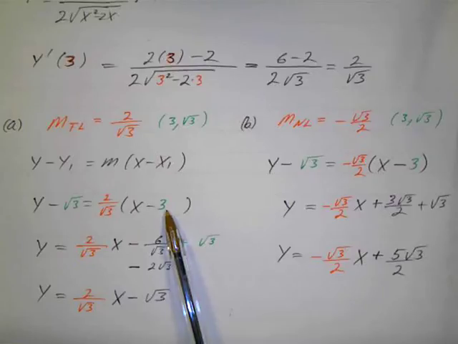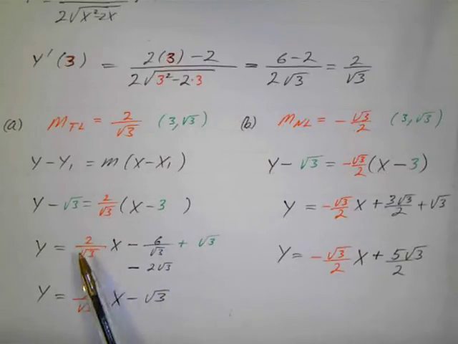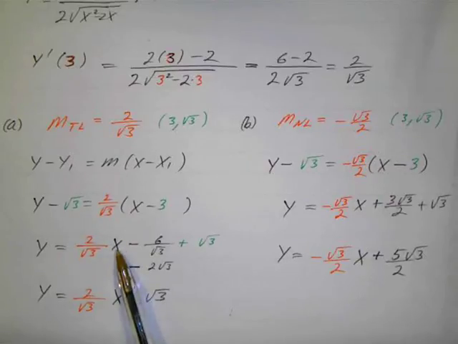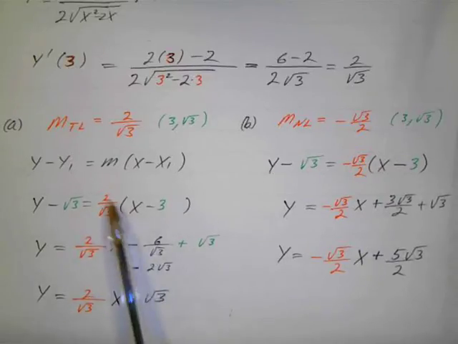Okay, no problem. And we can multiply this out. 2 over the square root of 3, you don't have to rationalize it, times x, minus 2 times 3 is 6 over the square root of 3, plus the square root of 3.